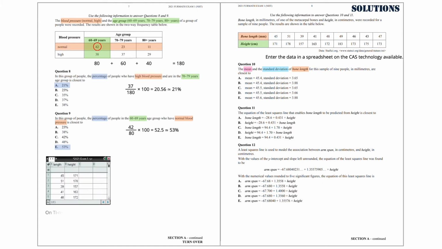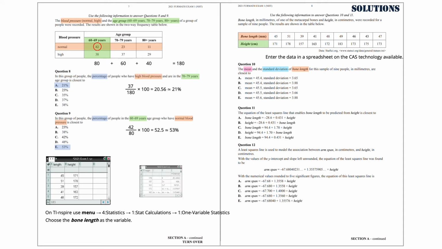On a TI Inspire, we use menu, 4 Statistics, 1 Stat Calculations, 1 One-Variable Statistics, and then we choose bone length as the variable.